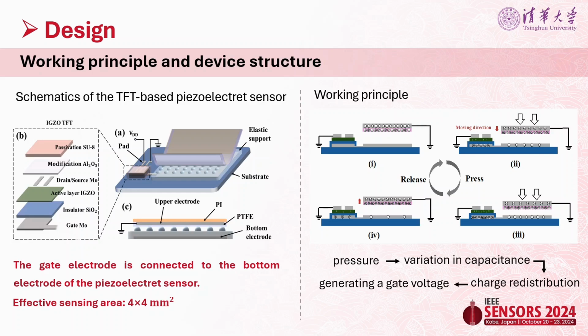When a pressure is applied to the device, the capacitance between the upper and the bottom electrode will change, further resulting in charge redistribution between the gate electrode and the bottom electrode. And then a gate voltage can be generated and act on the semiconductor layer.